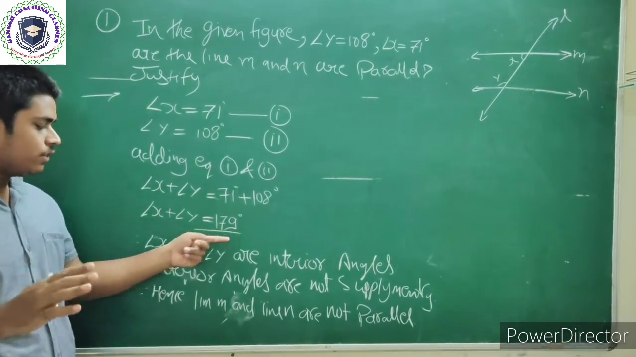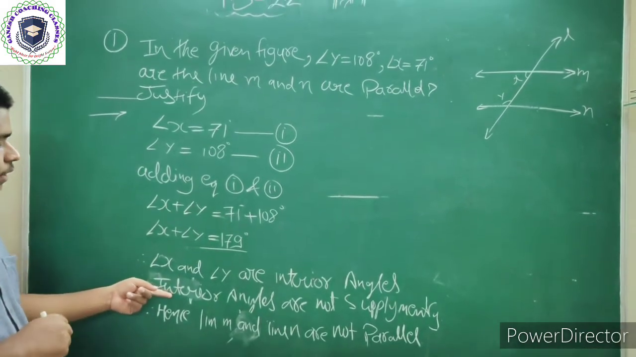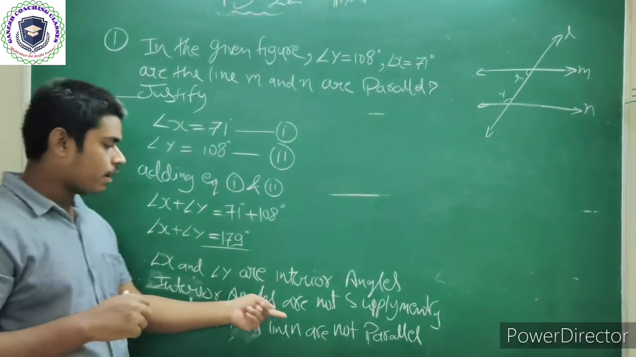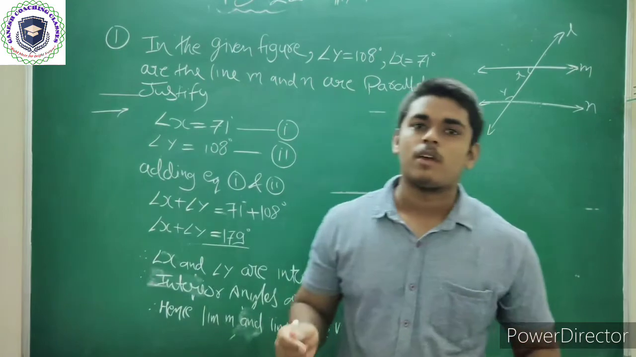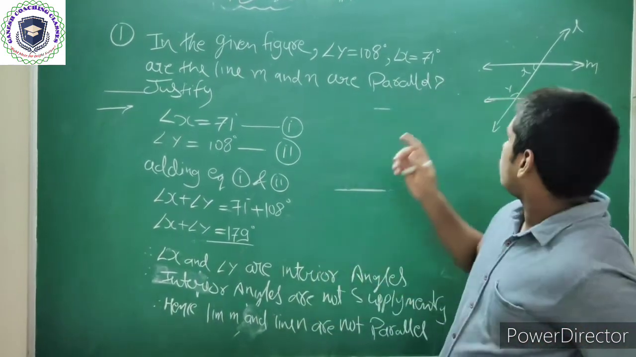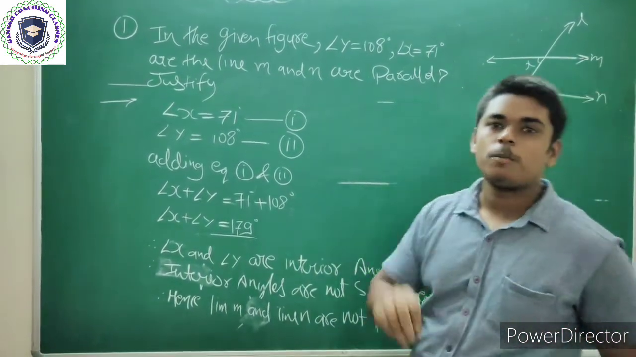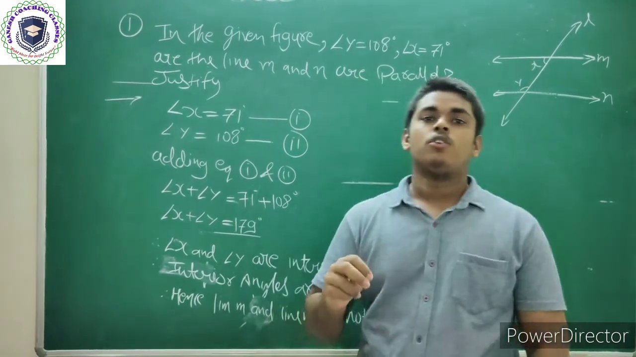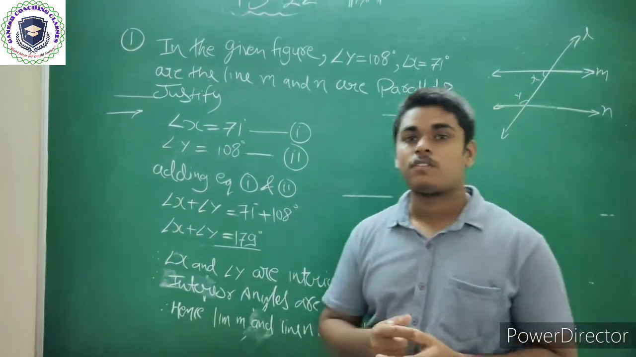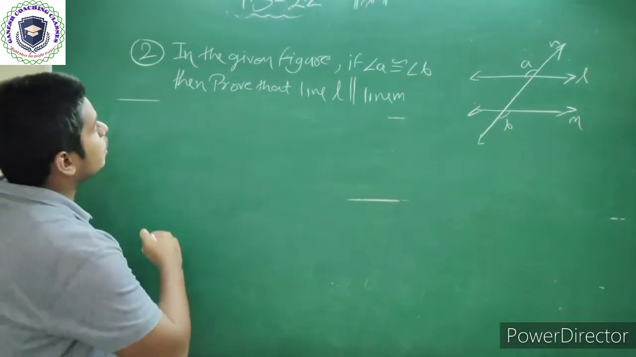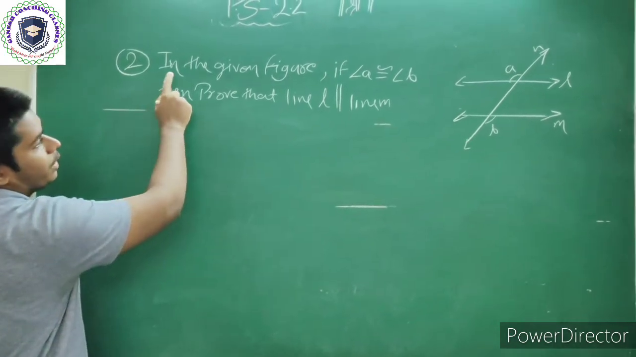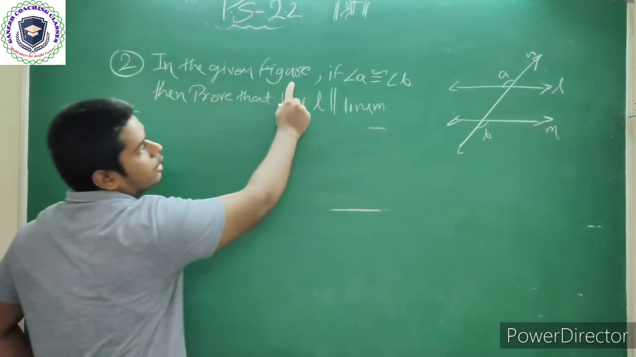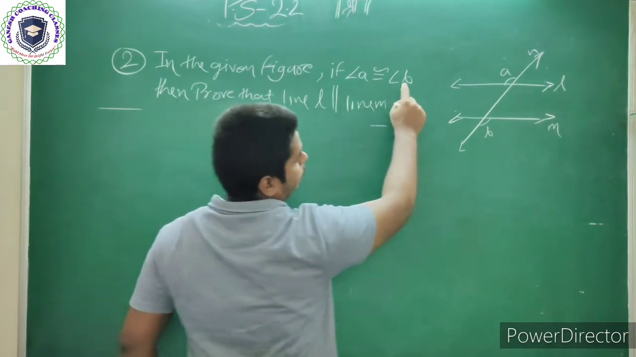Okay, so this was our explanation, that is interior angles are not supplementary. That's why we conclude that this line M and N are not parallel to each other. Okay, so here we completed question 1. Let's start question 2. So here in question number 2, we have given again a figure. In the given figure, angle A is congruent to angle B.